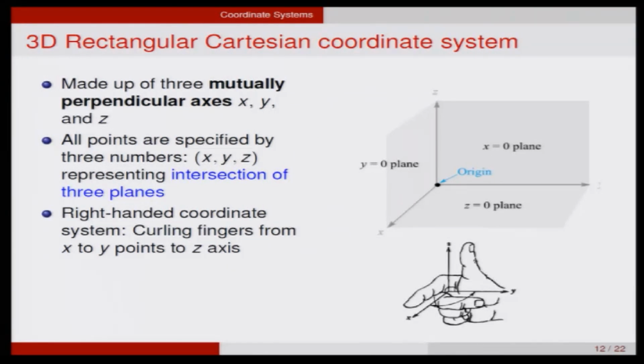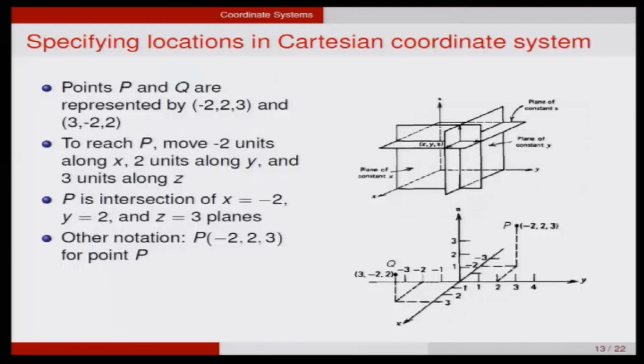You can imagine a different coordinate system in which if you go from x to y, you will be moving along the minus z direction, okay, minus z with respect to this particular z I am talking about. That would be a coordinate system that looks like this. It would be an inverted coordinate system, sometimes called the left-handed coordinate system.